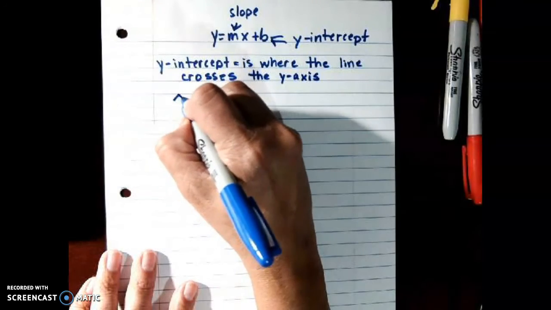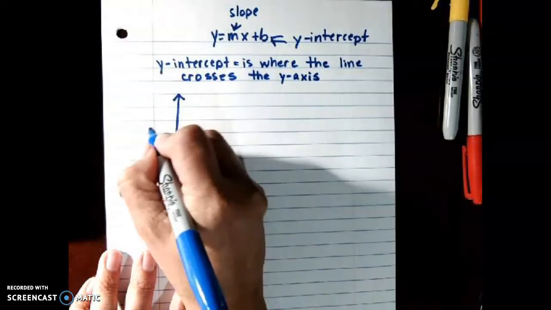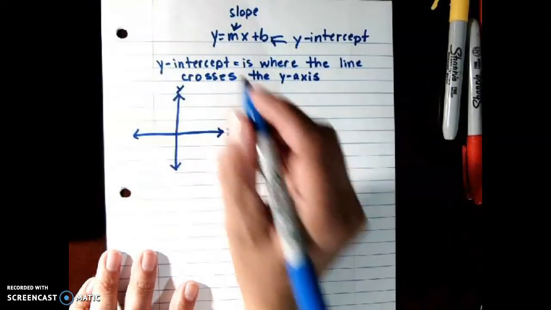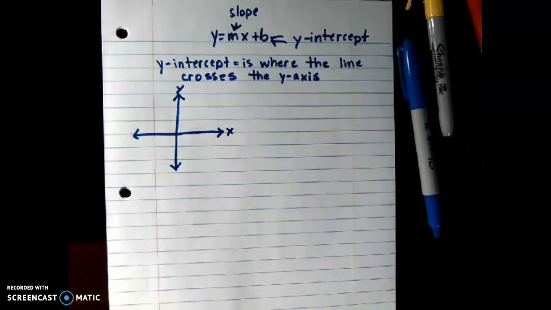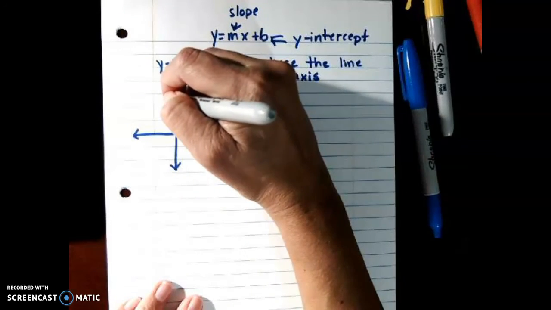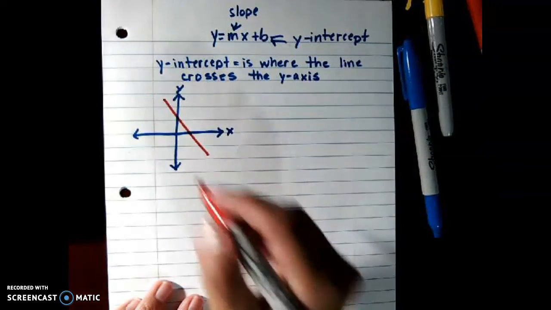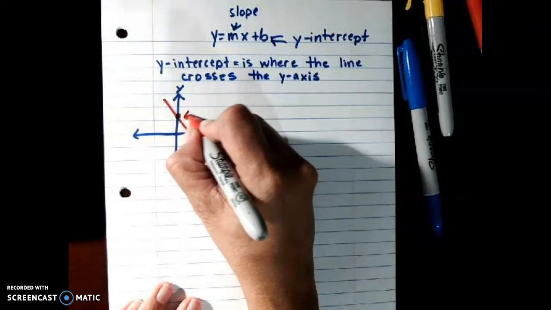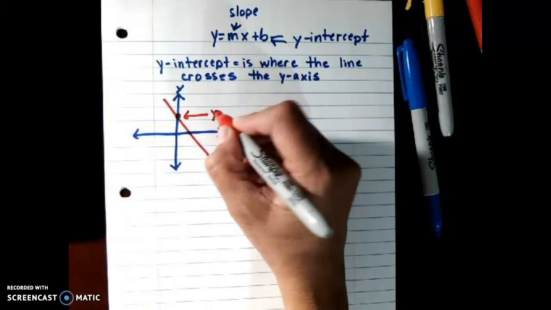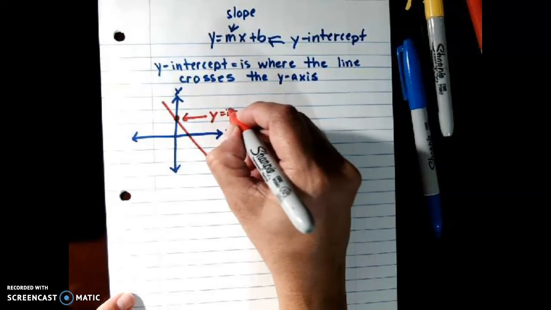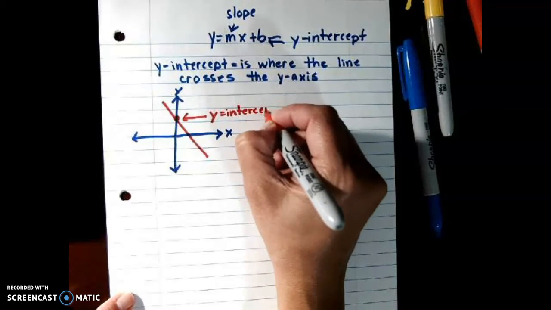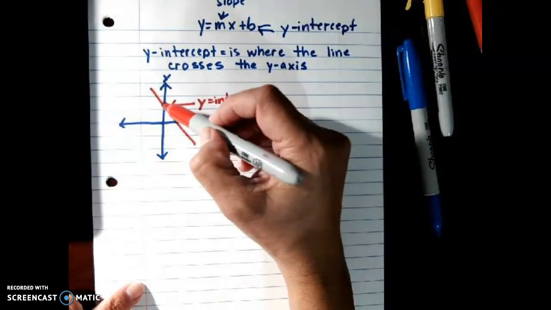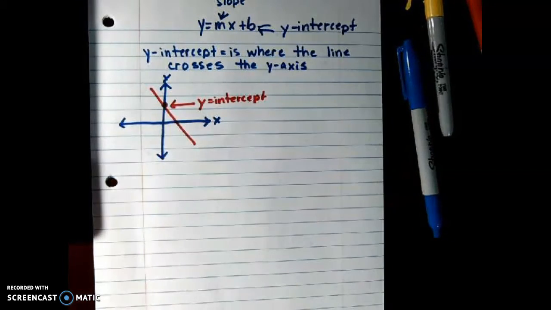So if I have a coordinate plane, this is my x, this is my y, and I have a line right here where this line crosses, whatever number that is the y-intercept. Okay, where the line crosses the y-axis, that is the y-intercept.